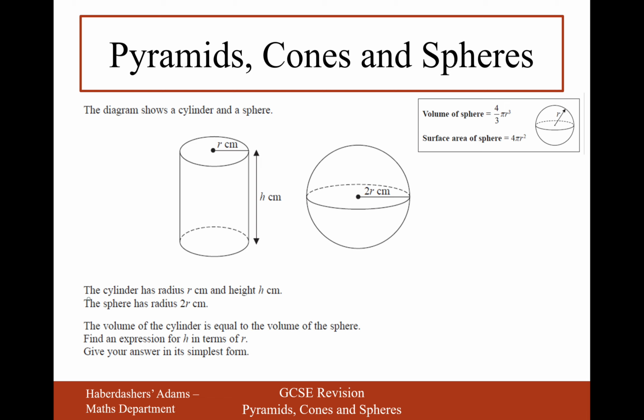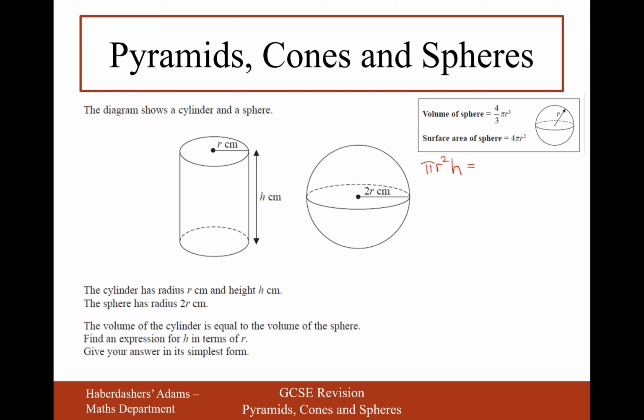Okay, so in this question, the cylinder has radius r and height h, and the sphere has radius 2r. The volume of the cylinder is equal to the volume of the sphere. Find an expression for h in terms of r. Simplify your final answer. So, let's work out the volume of this cylinder over here. It's going to be the area of the cross section times the depth, so that's going to make it pi r squared h.